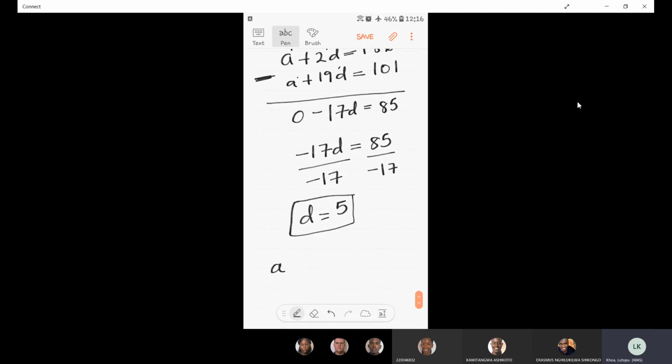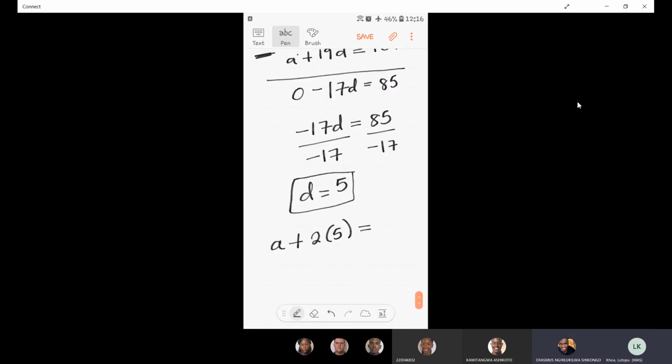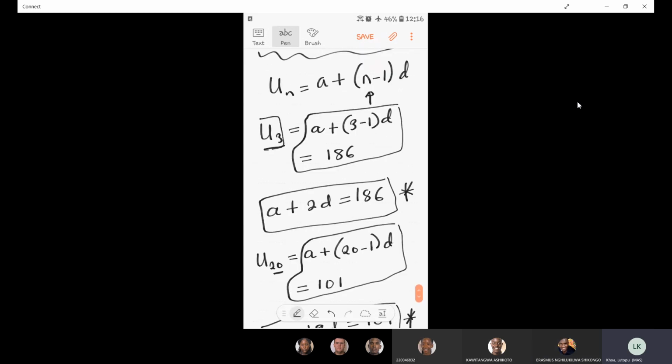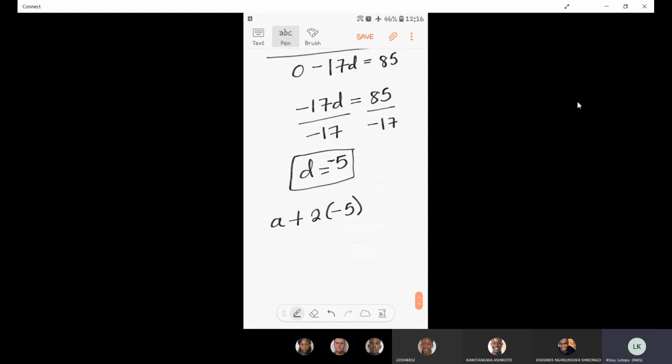So I will say A plus 2 times D, which is times negative 5. This is equal to... Miss, yes, Miss, negative is 5? D not negative 5? Yes, it is. So this is negative 5. So that's correct. It should be negative 5. And when I substitute it into the first equation, it should give me 186. So when I solve this, I will get A is equal to 196.